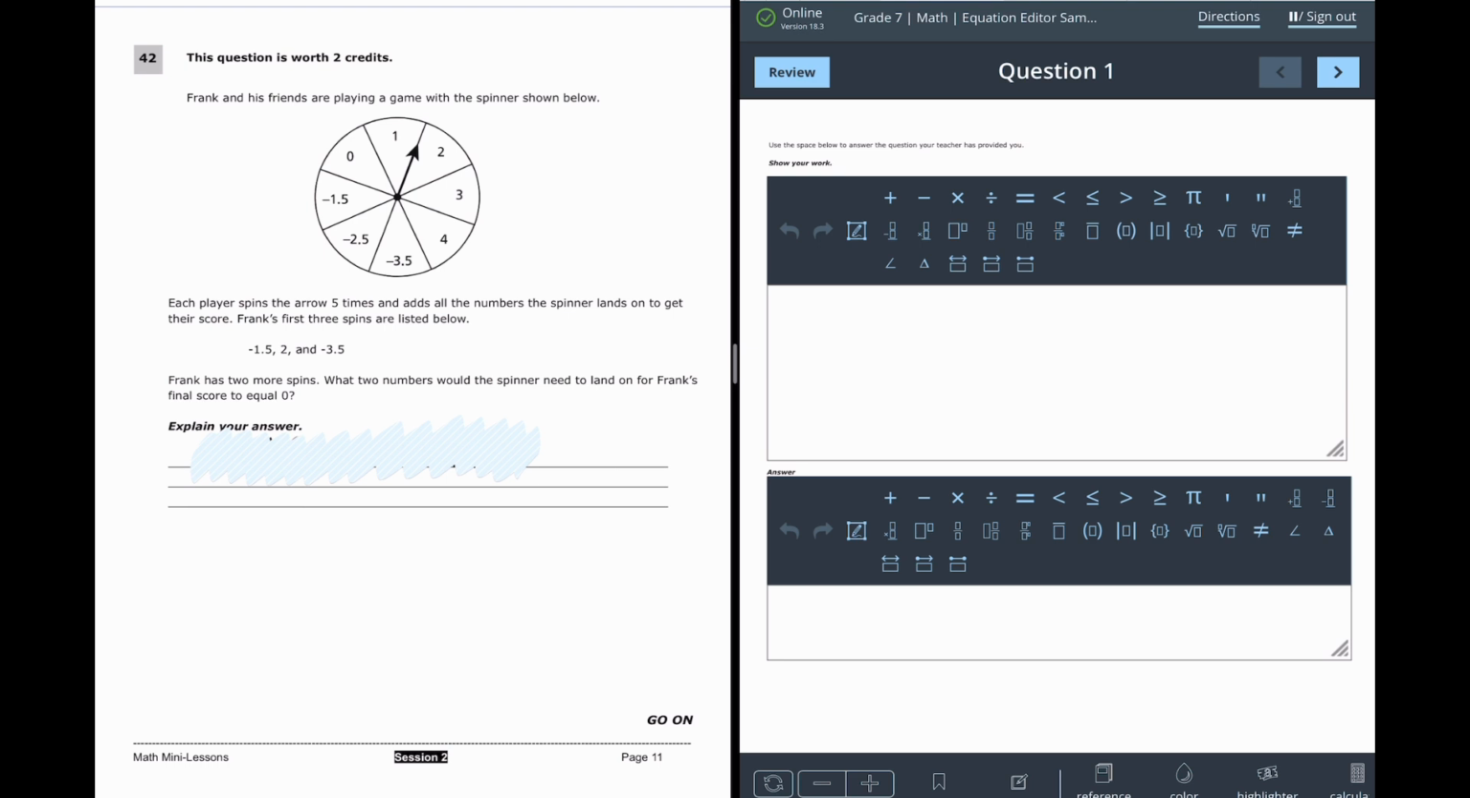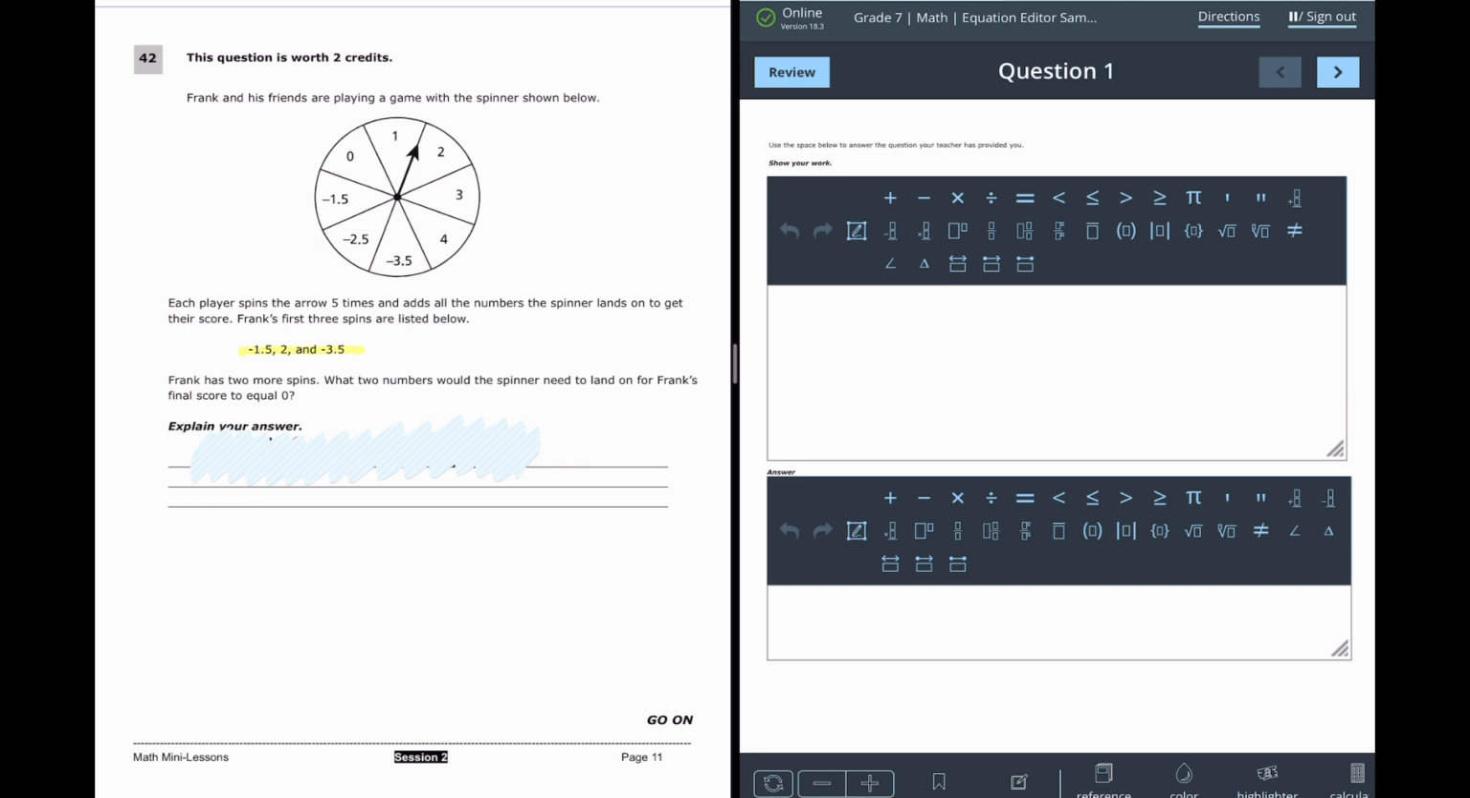Frank and his friends are playing a game with a spinner shown below. Each player spins the arrow 5 times, and all the numbers the spinner lands on get added to their score. Frank's first 3 spins are -1 and 5/10, +2, and -3 and 5/10. Frank has 2 more spins.